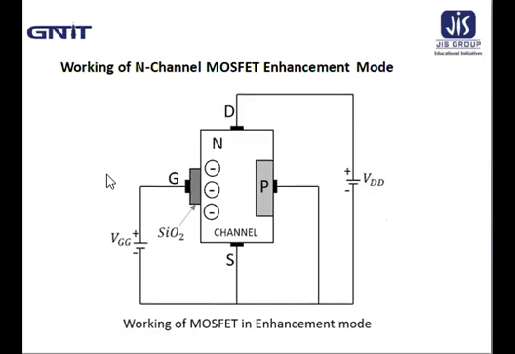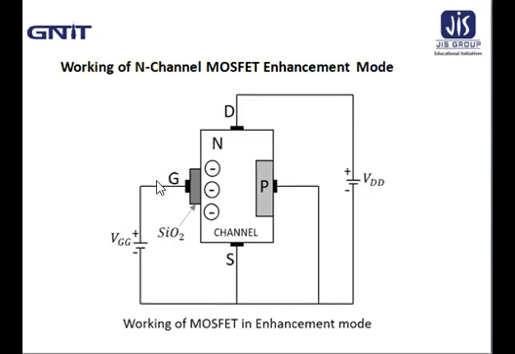Here, if we change the polarities of the voltage for the depletion mode, that is VGG, VGG is positive as shown in this figure. Now when no voltage is applied between the gate and source, some current flows due to the voltage between the drain and source.